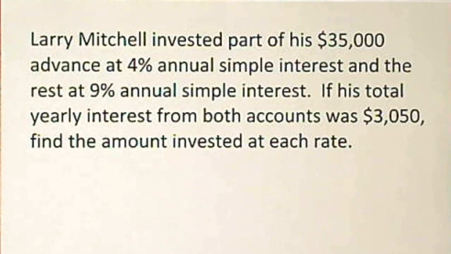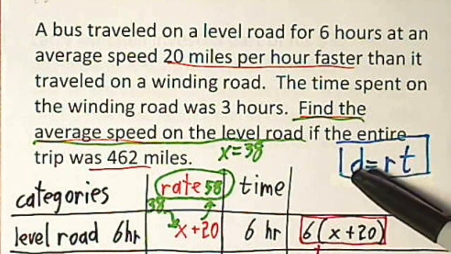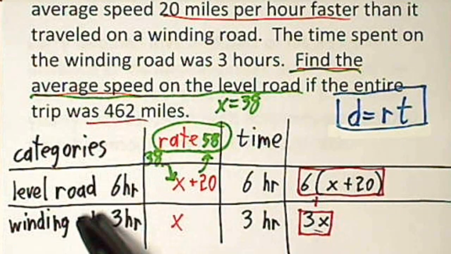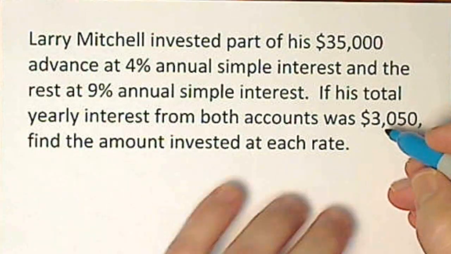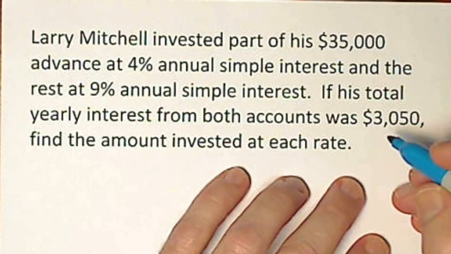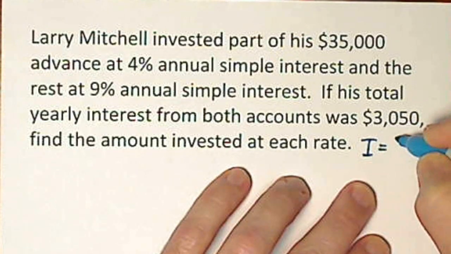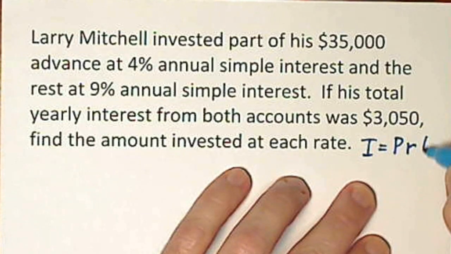Okay, and much like some of the previous word problems, for instance, we worked on one that had this formula: distance is equal to rate times time. Okay. I'll be using a similar approach with these categories and such. But instead of distance, rate, and time, in this case, we're going to be using the formula interest is equal to principal times rate times time.